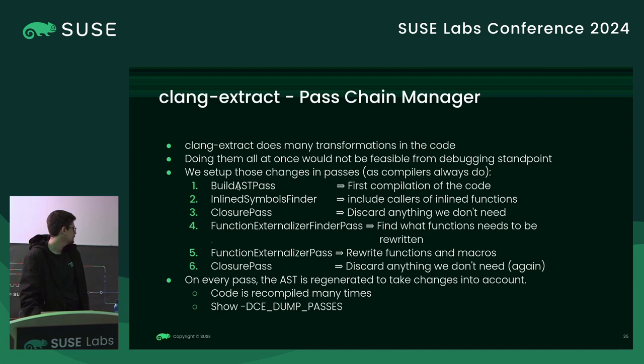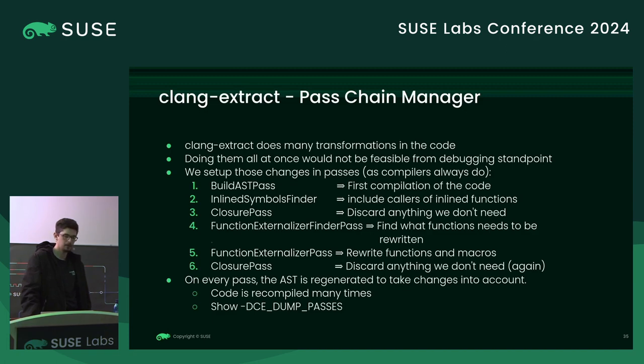Here we have the build AST pass, which just generates the first AST. Then we find the inlined symbols using the hyperclone thingy that Marco mentioned. Then we use the closure pass to actually discard everything we don't need. Then we look at which functions need to be externalized. Then we look into what to actually externalize the functions to, to modify these things. Then we again throw away everything we don't need, and so on. After this pass, we have our output code.